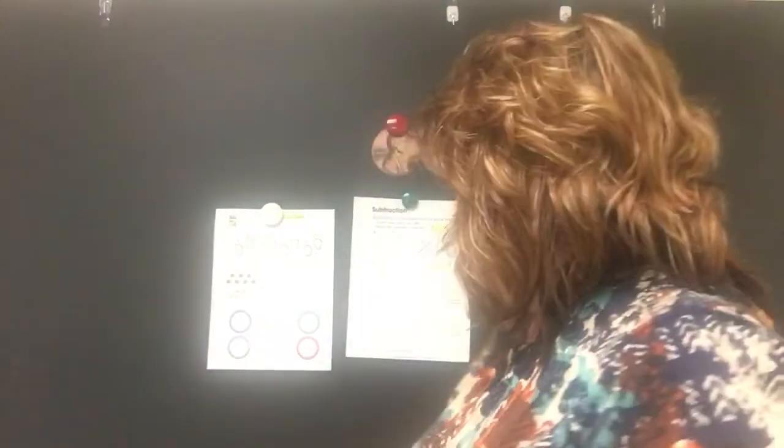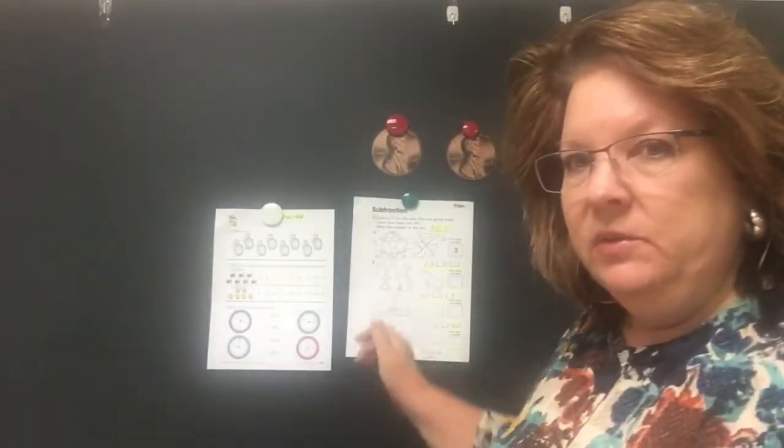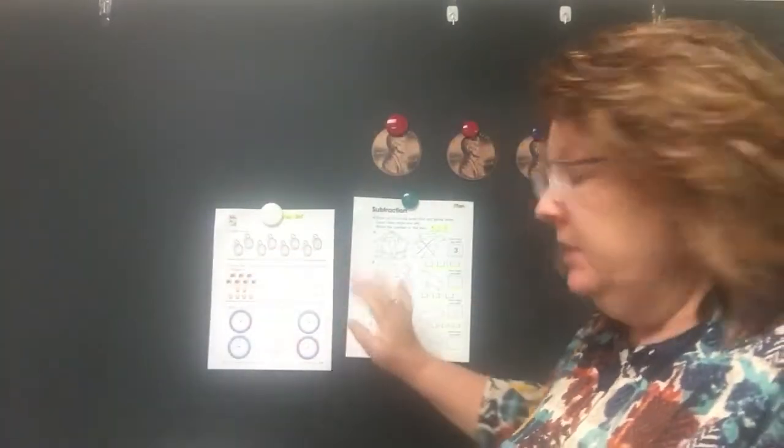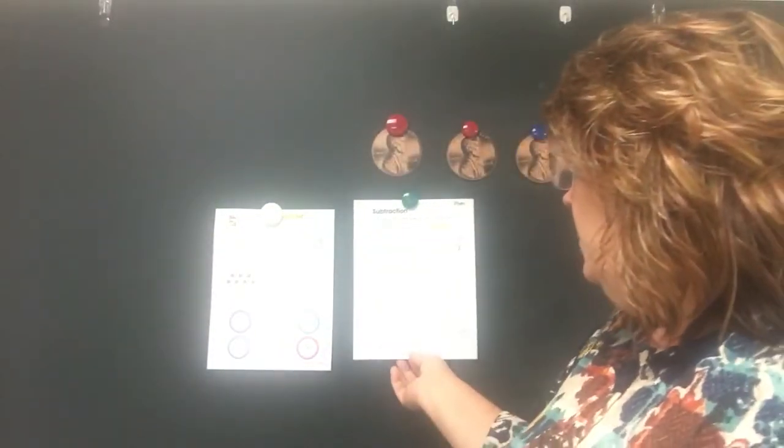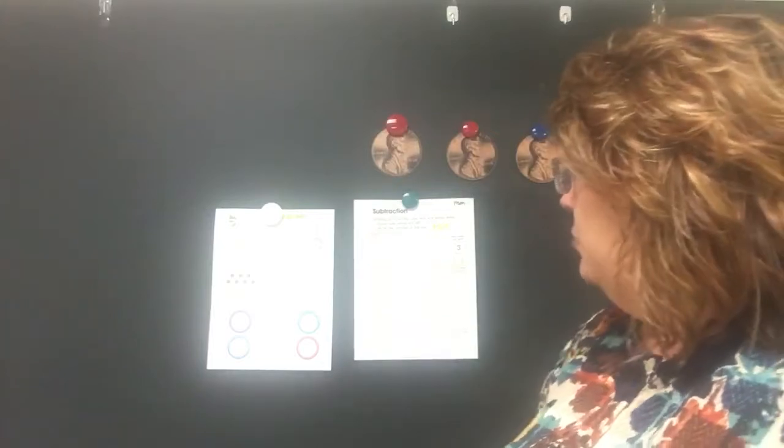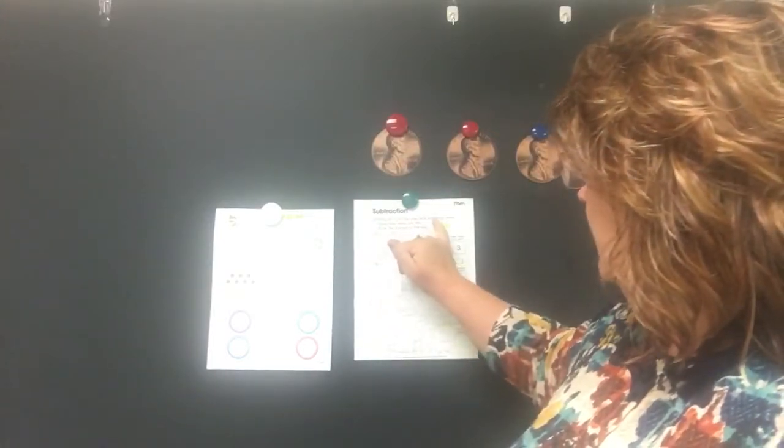So I would like for you to count to 100 before you do this. And you should count by fives and count by tens. Okay? Then you have a subtraction page right here that you're going to do before we do this paper. You're going to do the subtraction page. So what you're going to do, the instructions say, draw an X on the ones that are going away.